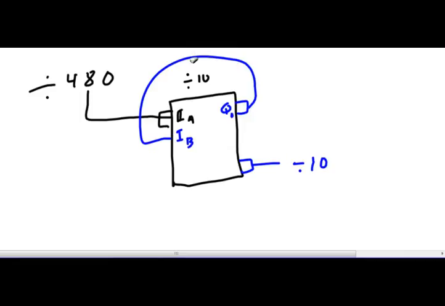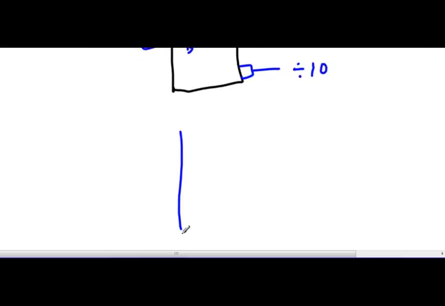So how do I get to 48? And I look at 48 and I say, well, that's 2 times 24, 2 times 2 times 12, right? Okay, so I'm going to make myself a divide by 12 counter. So I got to divide by 12 guy.